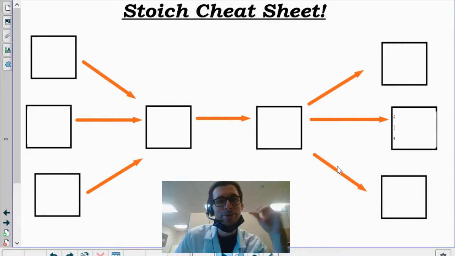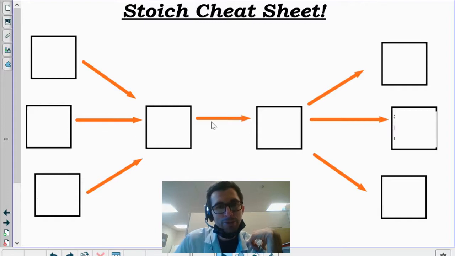Make them big. We're going to put things in there, but also make sure there's enough space between for the arrows, because we're going to put things there as well.